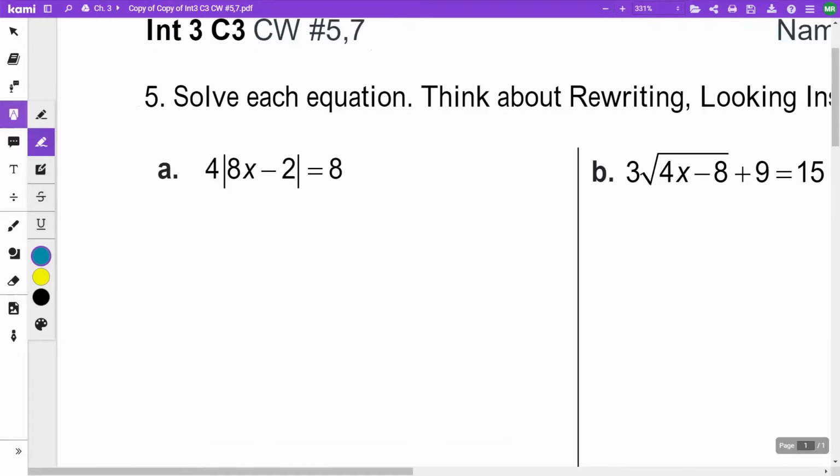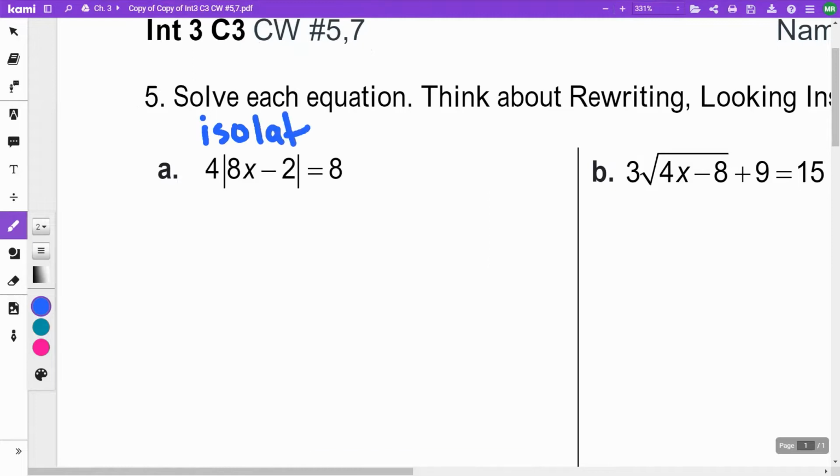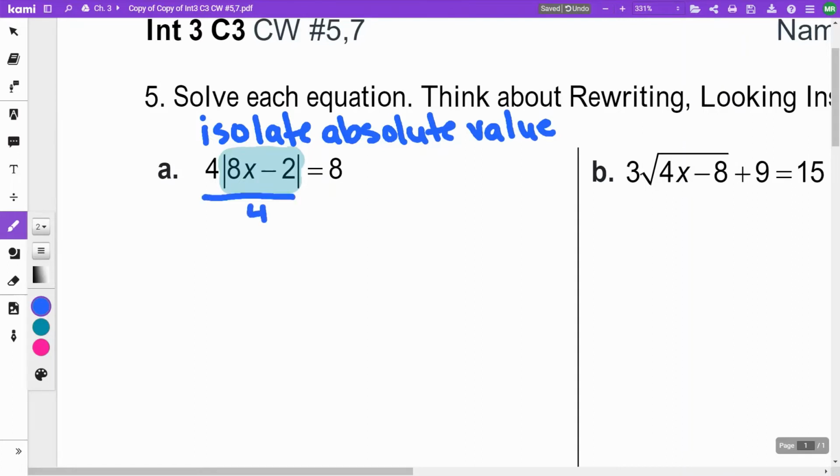When you are solving absolute value equation problems, which is what the first problem is, you want to isolate your absolute value. That is what you want to do. And when you isolate your absolute value, you want to look at the number that you get on the other side. So when I say isolate, I mean this whole absolute value of 8x minus 2 needs to be by itself. So I am going to get rid of the 4 by dividing this side by 4 and dividing this side by 4. And when I do, I'm going to get the absolute value of 8x minus 2 is equal to 2.